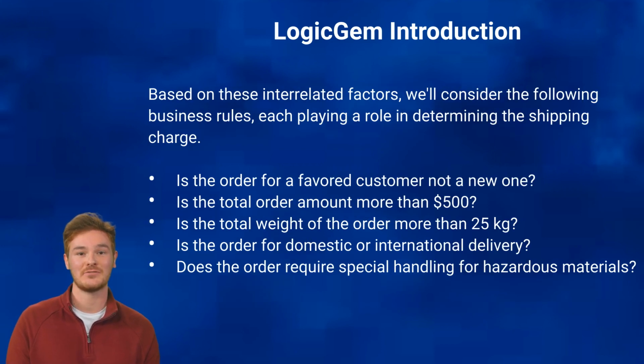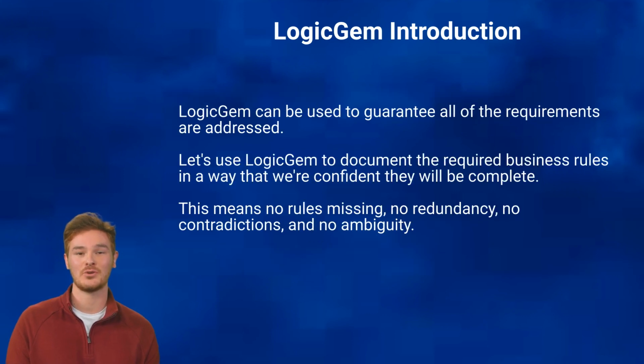Based on these interrelated factors, we'll consider the following business rules, each playing a role in determining the shipping charge. Is the order for a favored customer, not a new one? Is the total order amount more than $500? Is the total weight of the order more than 25 kilograms? Is the order for domestic or international delivery? Does the order require special handling for hazardous materials? LogicGem can be used to guarantee all of the requirements are addressed.